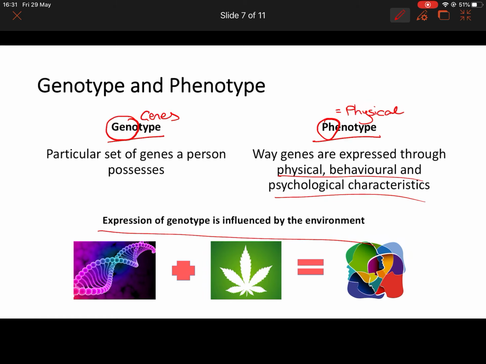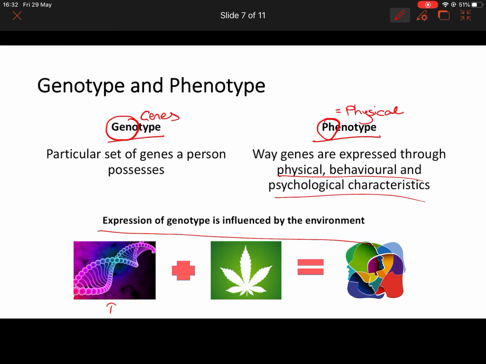So for example, you might inherit the trait for a particular genetic disorder, but if that's detected early enough, you might be able to control the expression of that disorder by changing your lifestyle or your environment or your diet, etc. So for example, you might have diabetes running in your family, but if you adopt an adequate diet, and if you exercise, then it won't express itself in the phenotype and you won't suffer from diabetes.